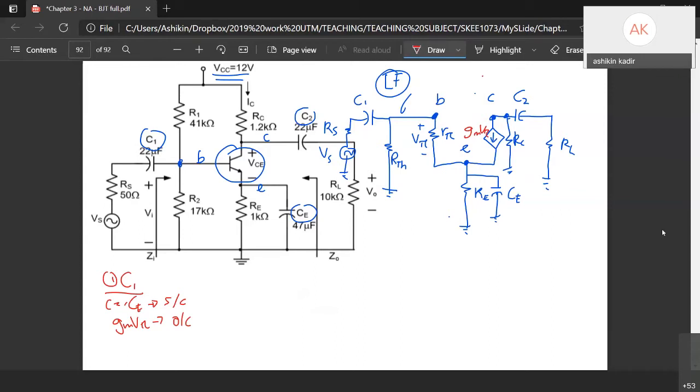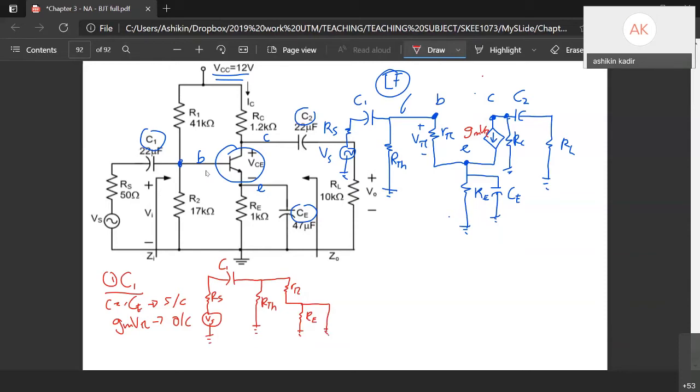Okay, so try to redraw the circuit. C2 and CE, we put it as short circuit. gmVπ, we put it as open circuit. So here we have C1, RS, another one. VS, RS, C1. So C1 has RTH over here. RTH, Rπ still over there. And then RE. Okay, CE is short circuit.